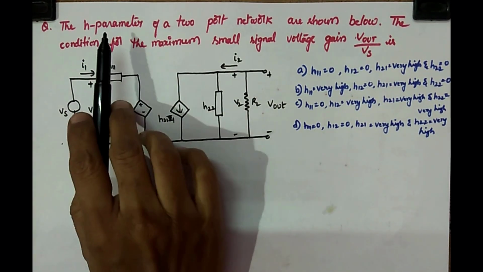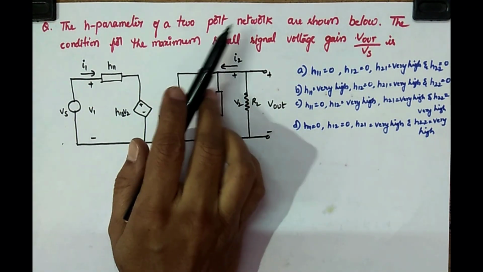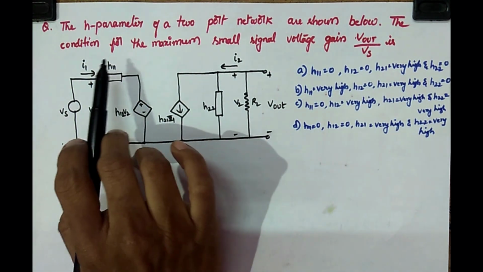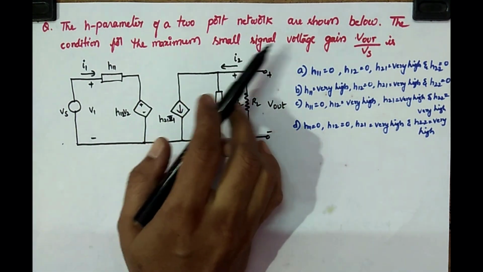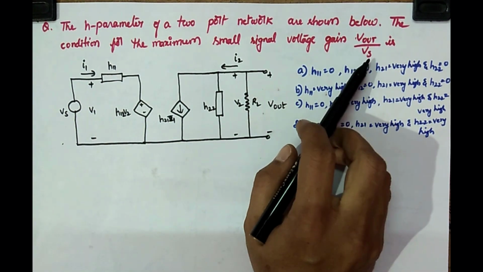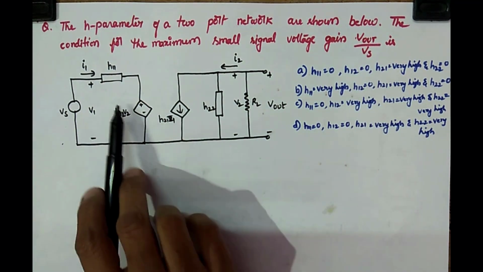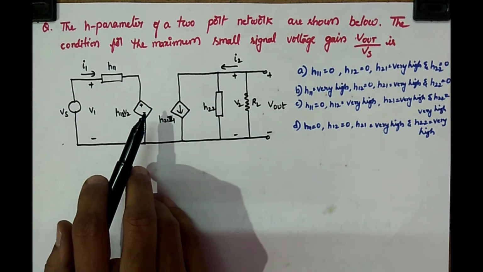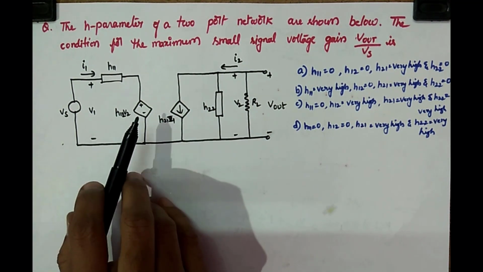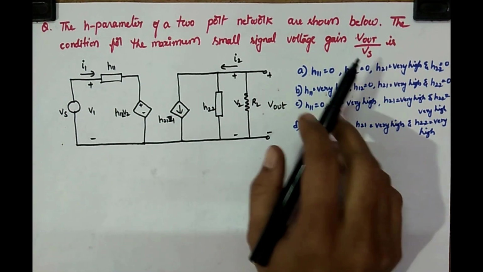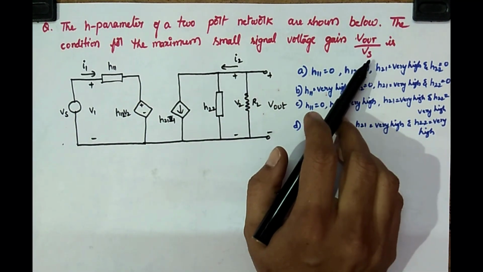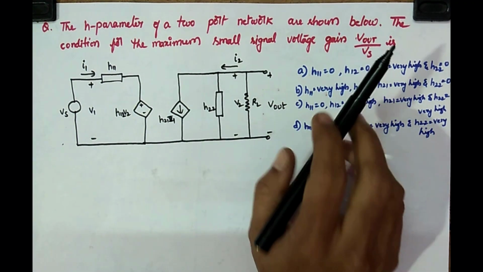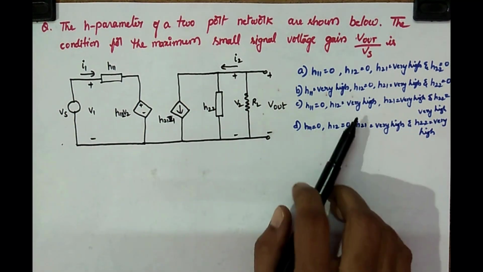Today's GATE question is: the H parameters of a two-port network are shown below. The condition for the maximum small signal voltage gain V out by Vs is... This is the circuit given, the H parameter model of a two-port network. For this circuit, you have to find the condition at which the small signal voltage gain V out by Vs is maximum. These are the options given.